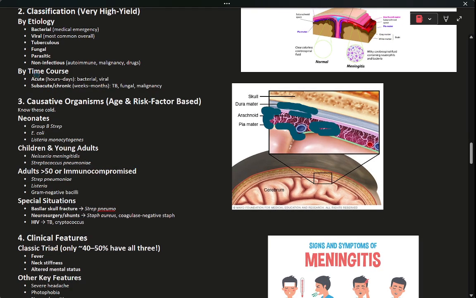You can also classify meningitis based on time course. Acute meningitis, which can last from hours to days, is typically caused by bacteria or viruses. Subacute or chronic meningitis, which occurs over weeks to months, is typically due to tuberculosis, fungal, or malignancy etiology.